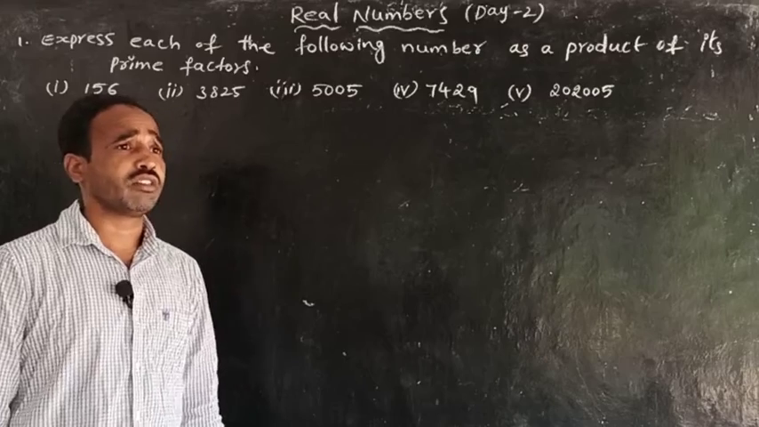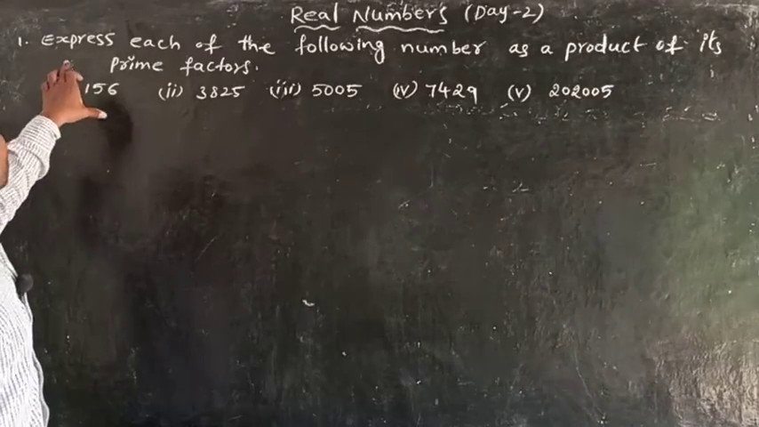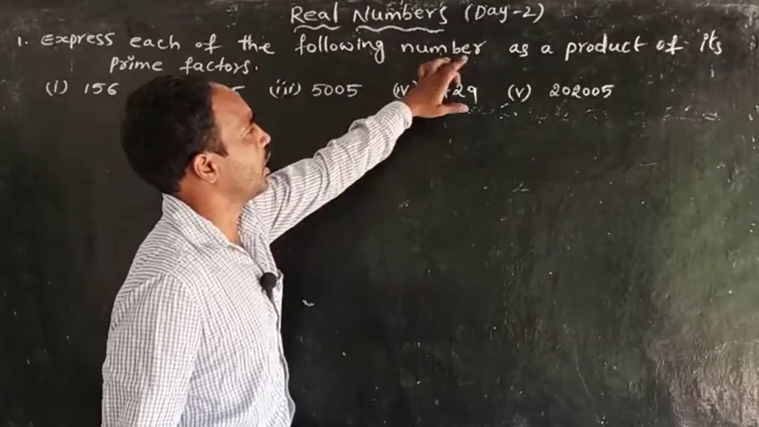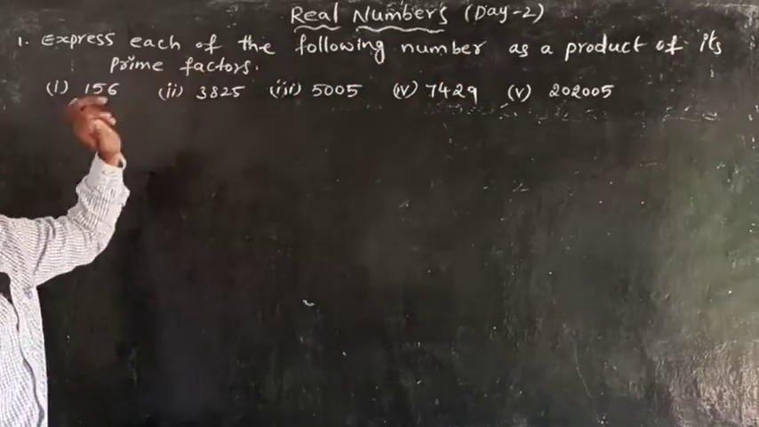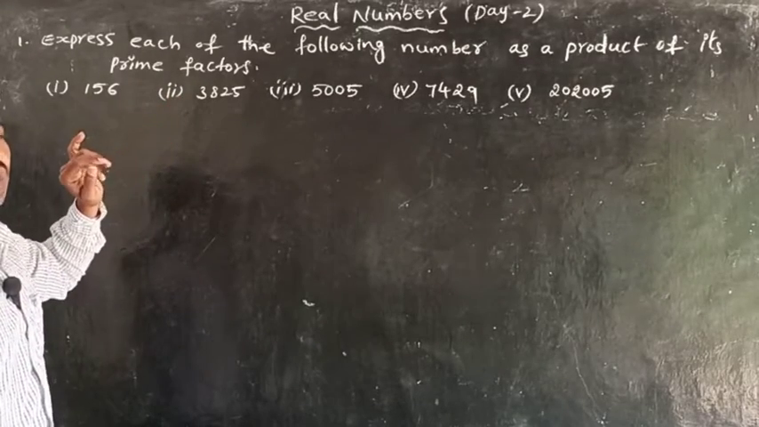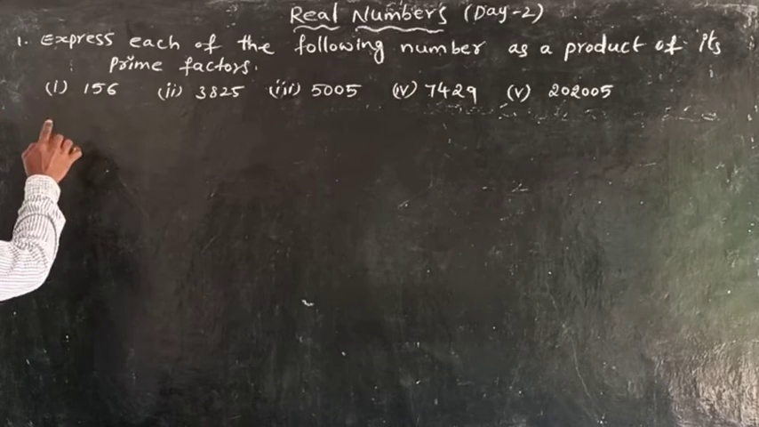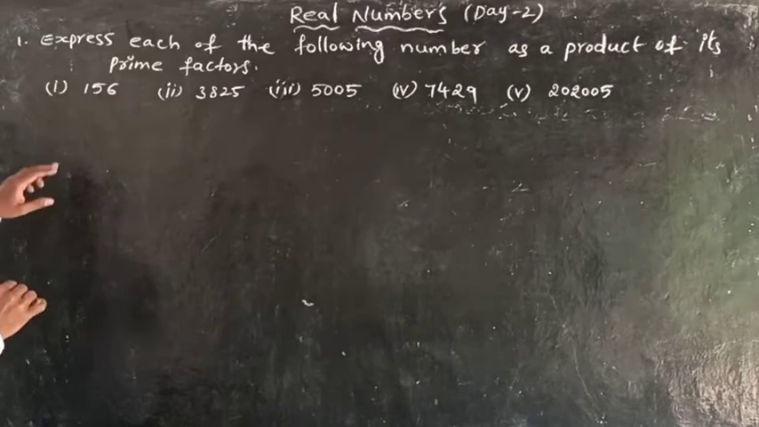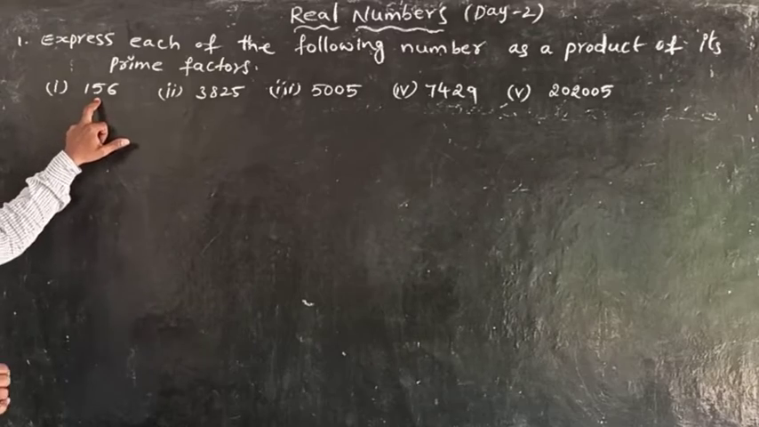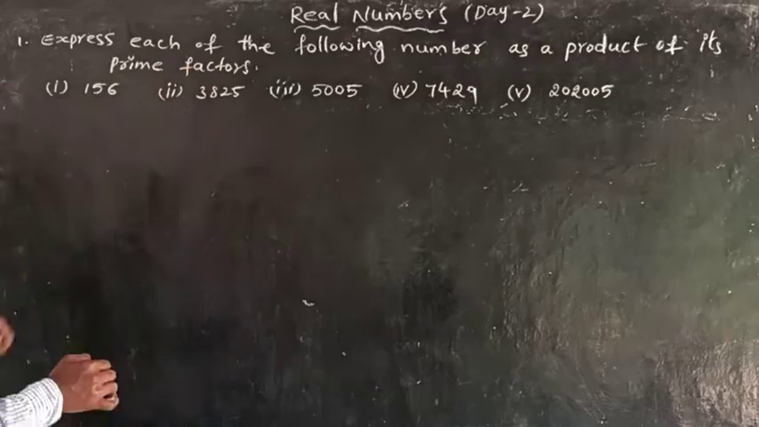In this class we learn some questions. The question is, express each of the following numbers as a product of its prime factors. So here I have written 5 questions. How to solve these questions? The first question is 156. The given number is 156, and we want to find the product of its prime factors.